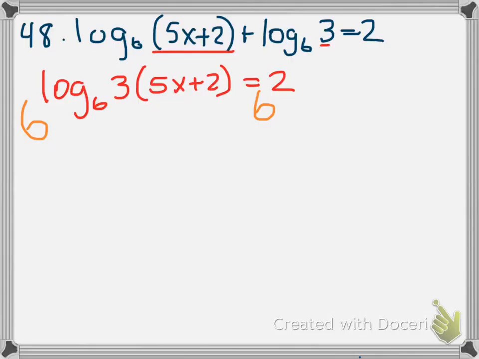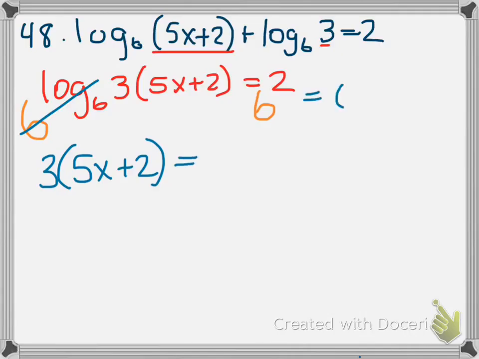Now, if you remember back to when we learned about logs, anytime you have an exponent base and a log base that match, they cancel each other out, and we're left with whatever our exponent was. That's basically the definition of logarithm. So I'm left with 3 times 5x plus 2 because the log base and the exponent base matched and canceled. Over here on the right-hand side, that's 6 squared. Let me rewrite it so it looks a little better. 6 squared is 36. So now I have a basic algebraic equation with no log or exponent at all. So it's going to be pretty straightforward to solve it from here.